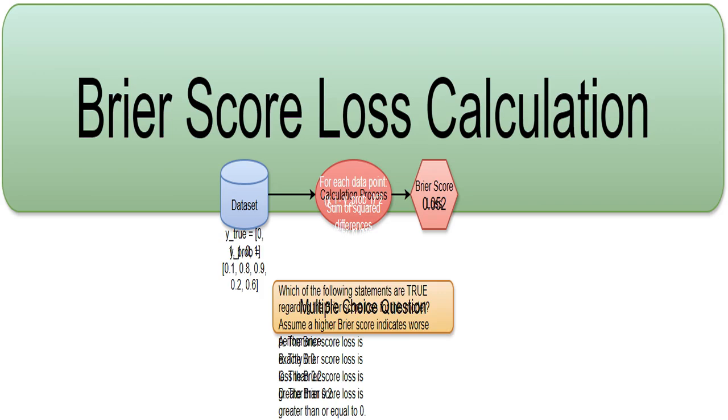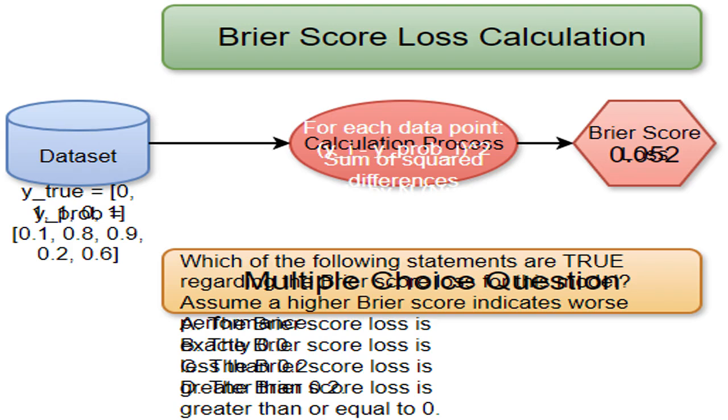I'm presenting a small dataset containing true labels, y_true, and corresponding predicted probabilities, y_prob. This is the essential input for calculating the Brier score. It's crucial to understand that the Brier score evaluates how well a model estimates probabilities instead of just predicting class labels. I'll calculate the Brier score, a metric assessing the accuracy of probabilistic predictions.